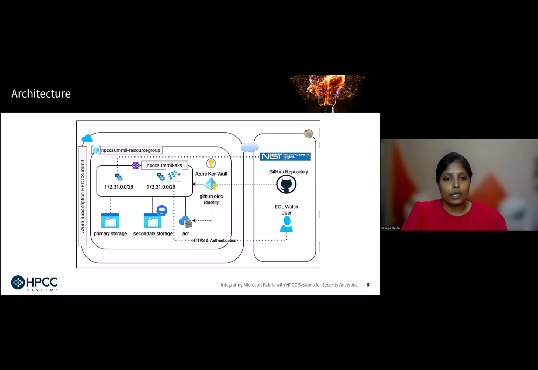And then on the left again, we have this primary storage and secondary storage. As you can see, the primary storage is usually connected. It's not really mounted onto the AKS. And the secondary storage is actually mounted onto the AKS for use with HPCC by creating it as a persistent volume on the AKS. And then we have this GitHub OIDC to help authenticate the GitHub CI/CD pipelines to the AKS in order to deploy the cron jobs.